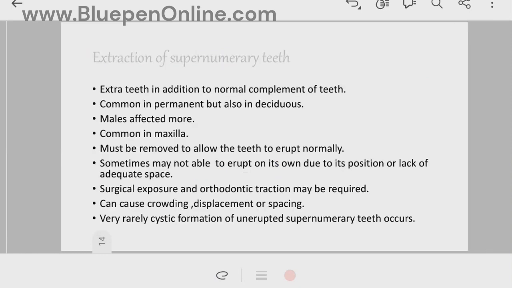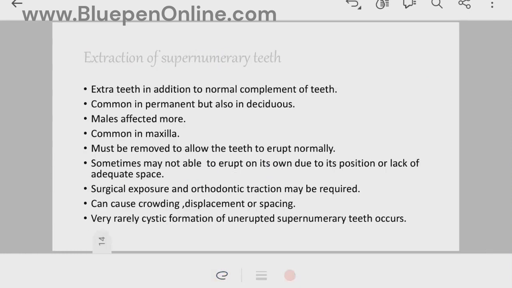Extraction of supernumerary teeth. This is something that I explained during the definition time. Do you know what supernumerary teeth are? They are extra teeth, present in addition to the normal complement of teeth. If the child has this many teeth and one is seen as an extra, that is a supernumerary tooth. This is more common in permanent teeth, but you can also see some in deciduous teeth. They are more commonly seen in males and more commonly in the maxilla.